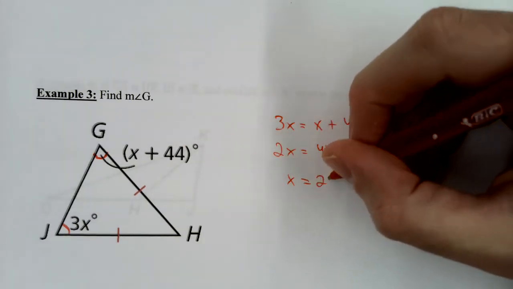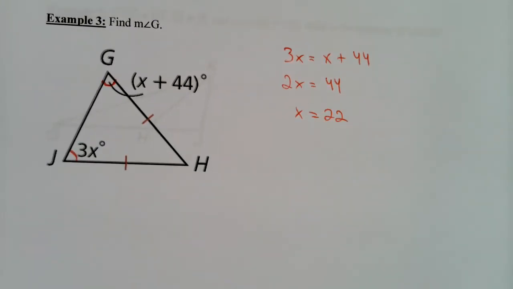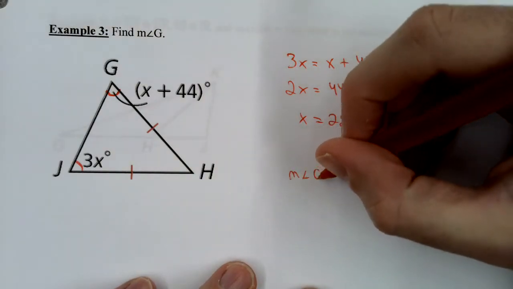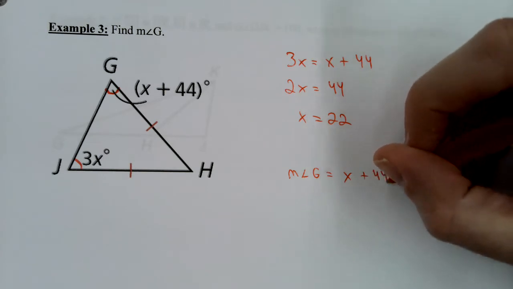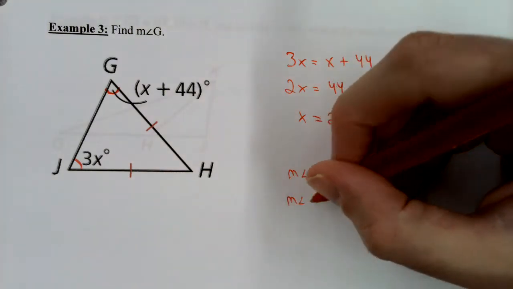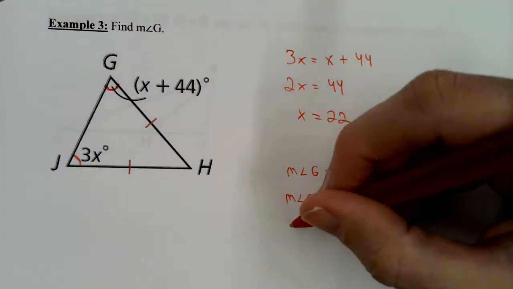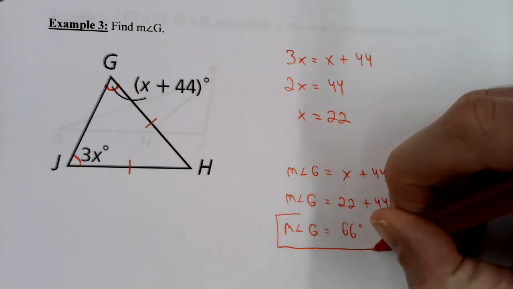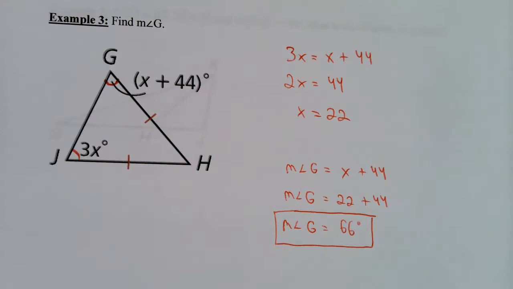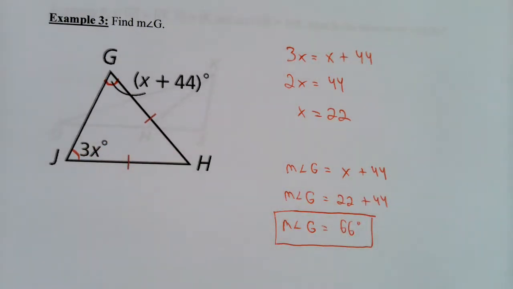Now that's great, but make sure you answer the question. The question did not say find x. The question said find the measure of angle G. So the measure of angle G equals x plus 44. So it equals 22 plus 44. So it equals 66 degrees. And if you want to double check, because it's not a bad idea, check the measure of angle J. That equals 3 times x, so 3 times 22 also gives you 66.